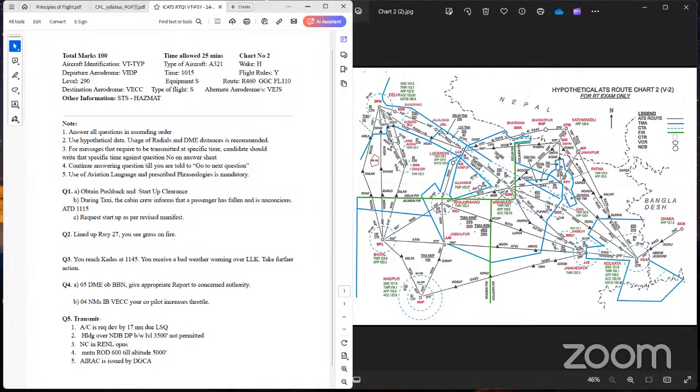See grass on fire near intersection Charlie and Lima. Request fire fighting services. Will hold position. Correction, will hold position. Go to next question.